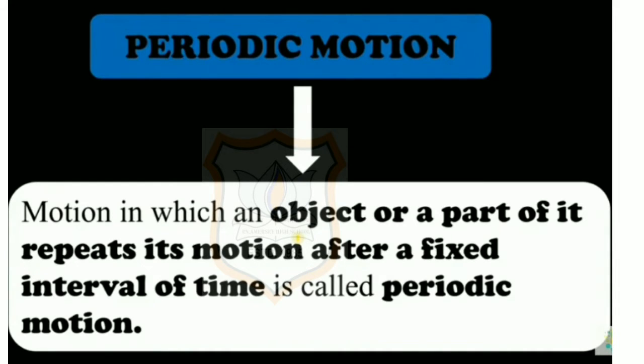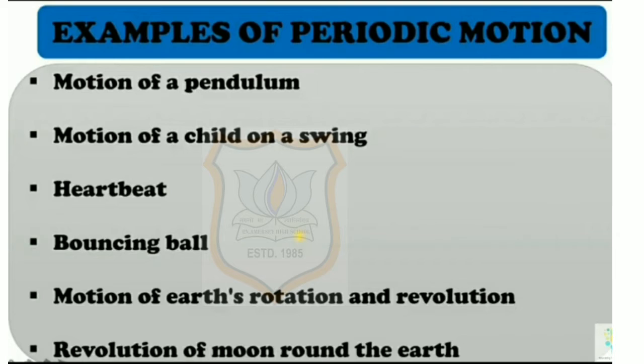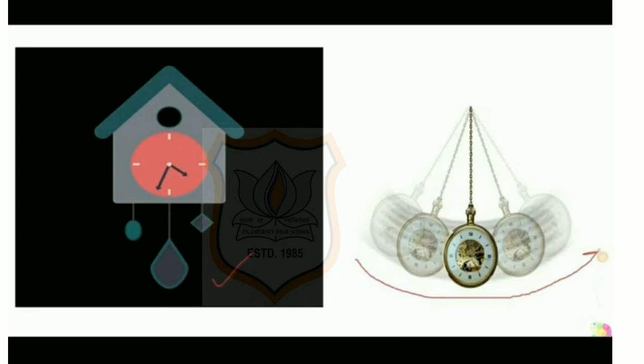Our third type of motion is periodic motion. What is periodic motion? Motion in which an object or a part of it repeats its motion after a fixed interval of time is called periodic motion. What are the examples of periodic motion? Motion of a pendulum clock. You can see in the slide two types of pendulum clocks have been shown. It moves from right to left, left to right.